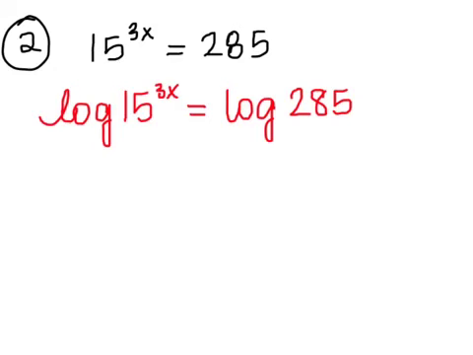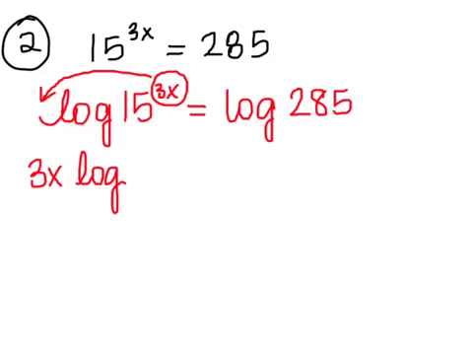So now let's see what happens. What that causes is it immediately causes the x to come out of the exponent and get to a place where we can work with it. So that exponent rule of logs says that you can pull the 3x in front of the log, multiply it by the log, and then the 15 will no longer have an exponent on it. And then we'll leave the other side the same.